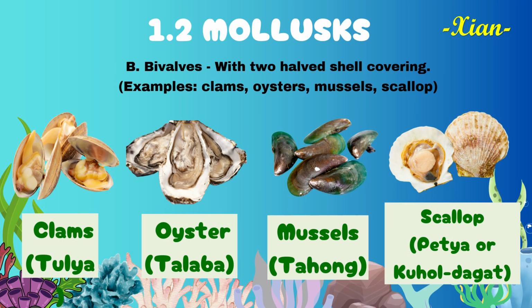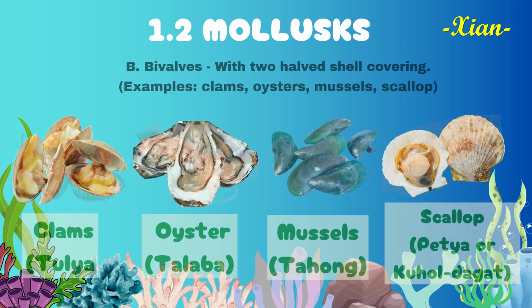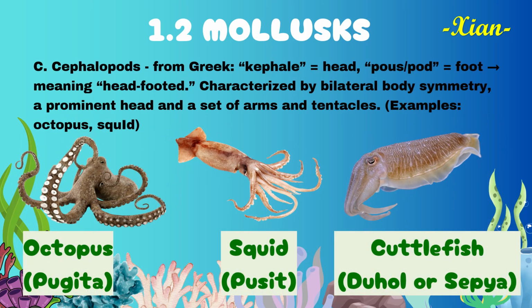Bivalves have 2 shells joined together with a hinge. Examples: clams, mussels, oysters, scallops. Cephalopods, from the Greek, kephale, meaning head, and pous, meaning foot, head-footed. They have no outer shell but soft bodies with tentacles. Examples: squid, octopus, cuttlefish. Fun fact: octopus has 3 hearts, not 8.